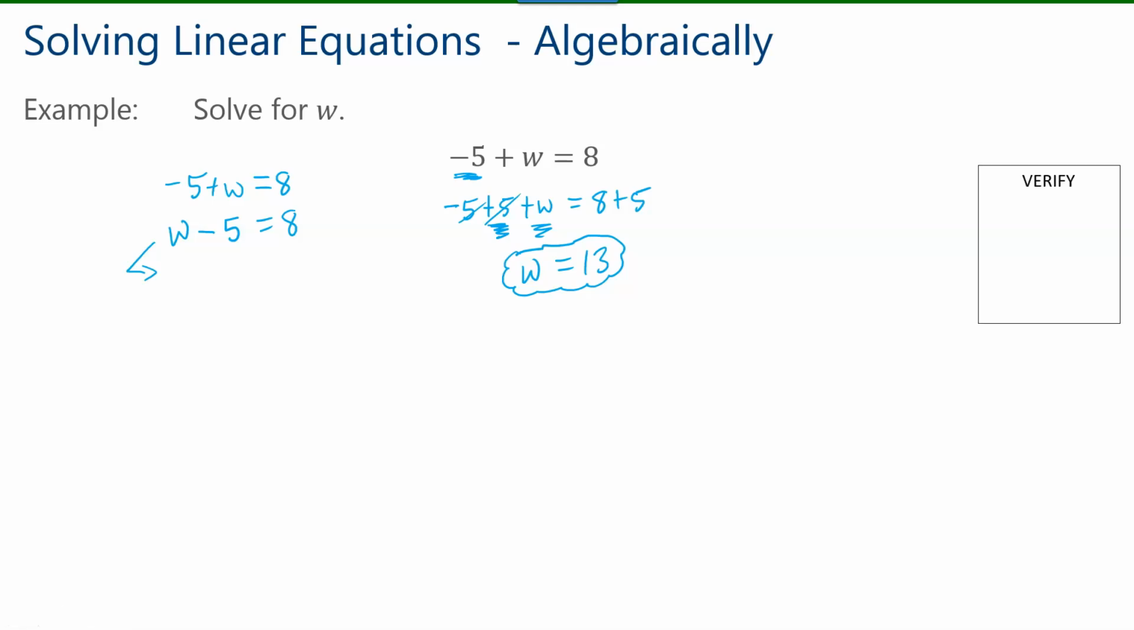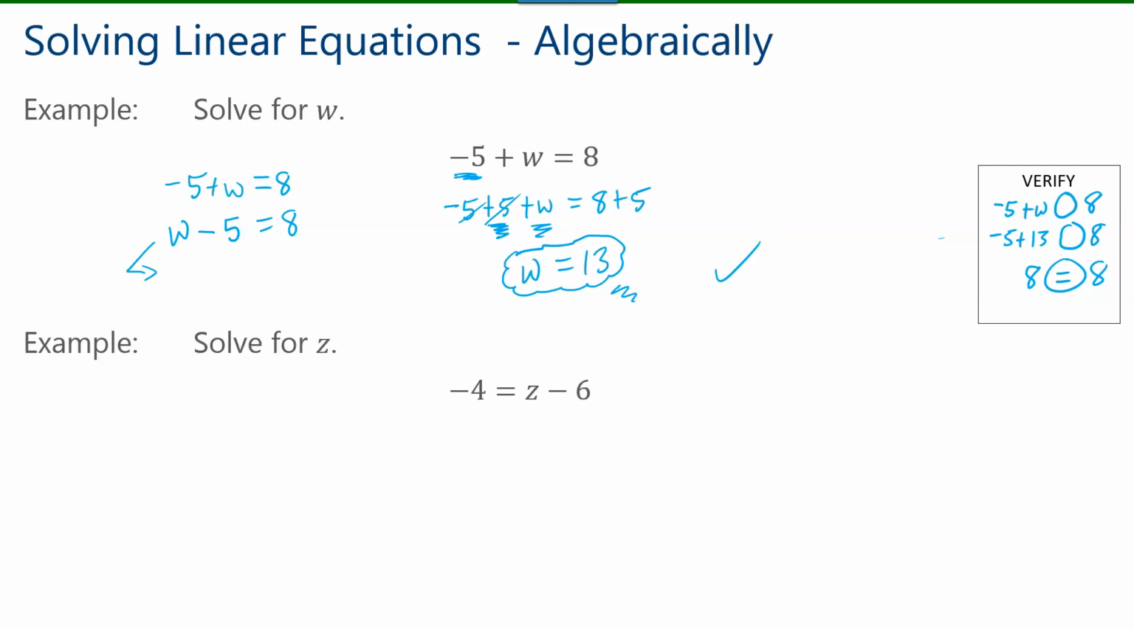Let's verify our w equals 13. -5 plus w, 8. In place of the w, I substitute 13, because that's what we found w to be. -5 plus 13 is indeed 8. W equals 13 is correct.